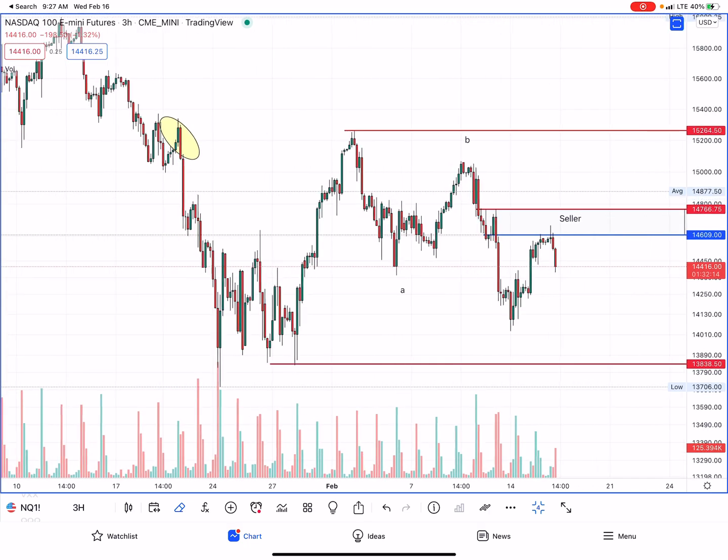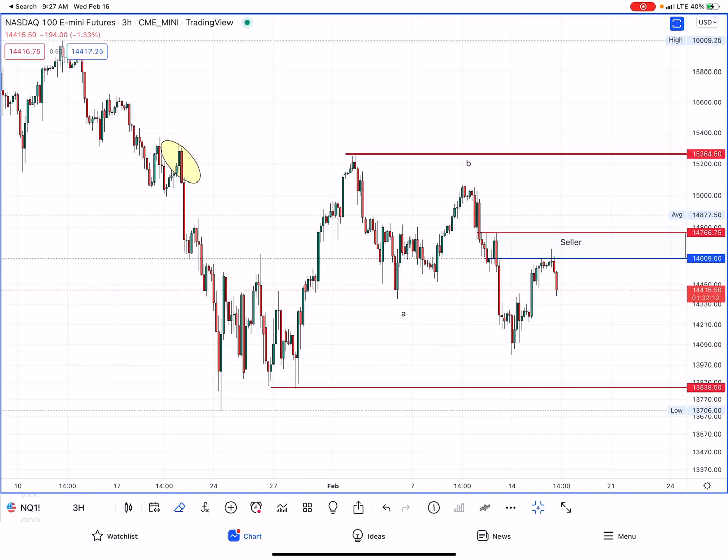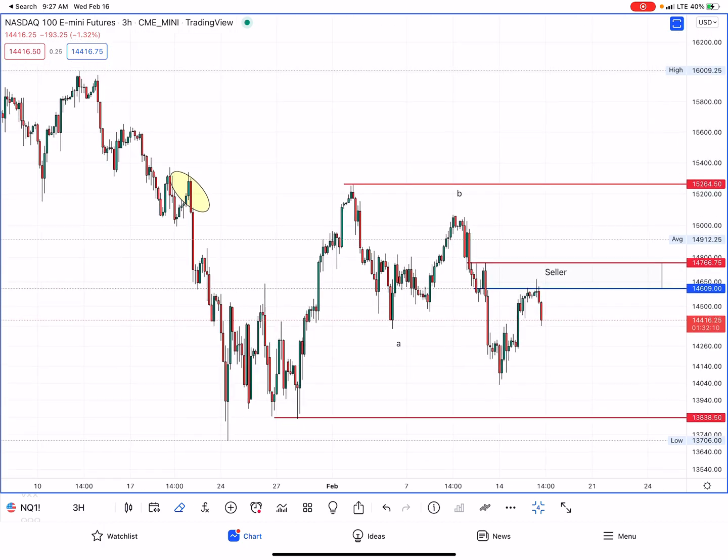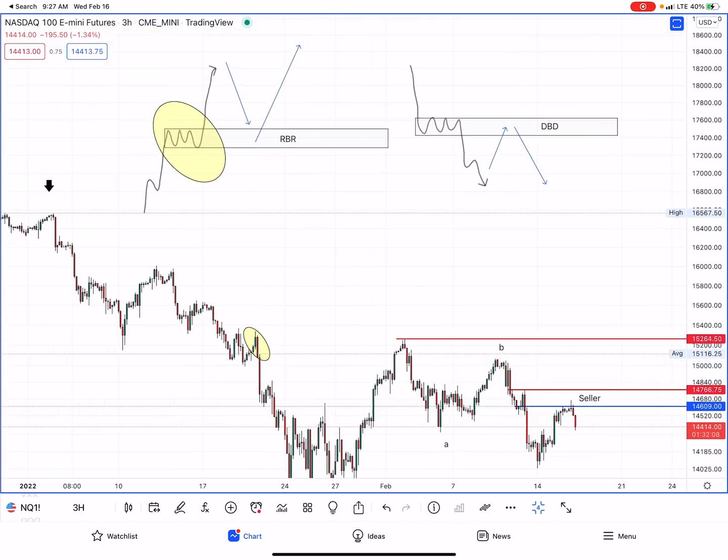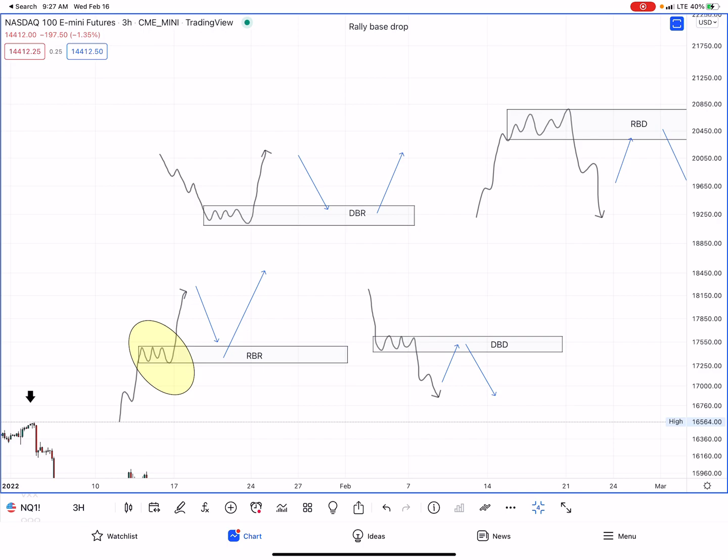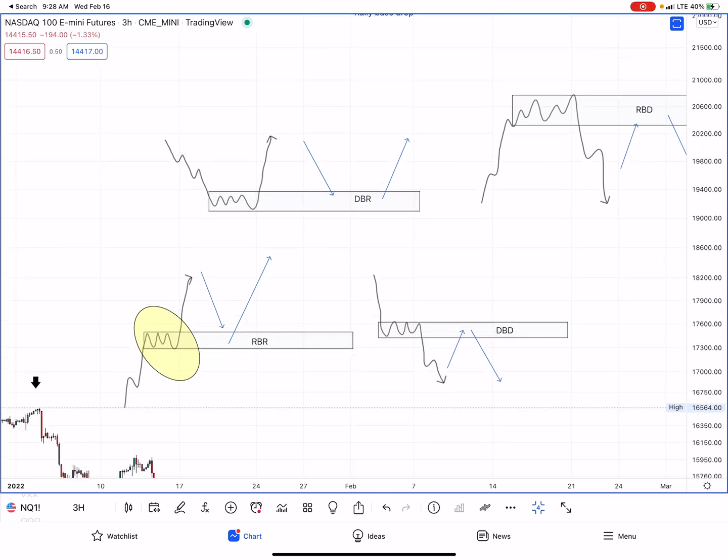Alright, just a quick video on how we identify our levels of supply and demand. So we have 4 types here: drop base rally, rally base drop, rally base rally, and drop base drop.